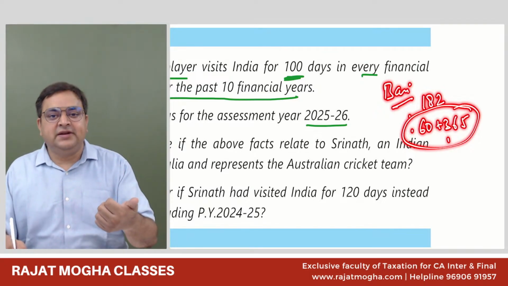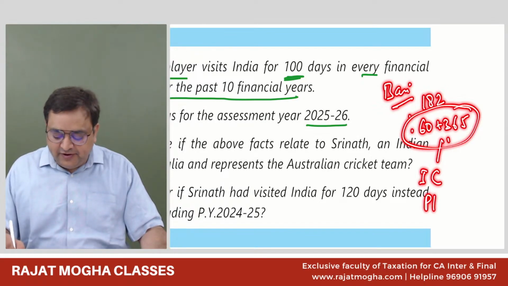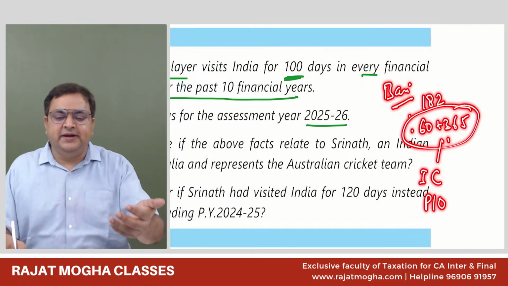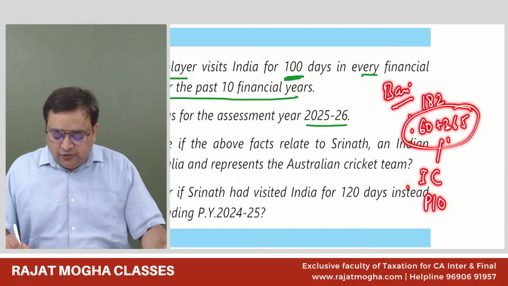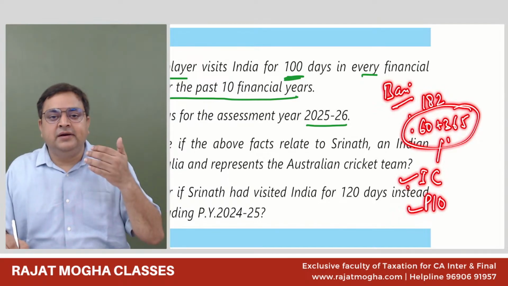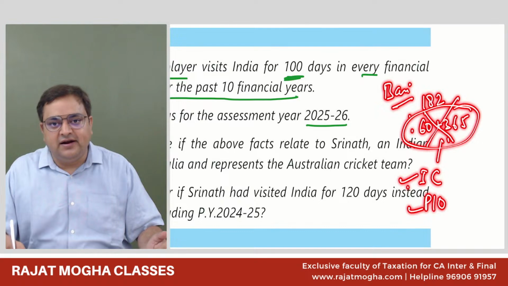One of the exceptions is that if you are an Indian citizen or person of Indian origin, whose parents or grandparents, any one of them, were born in undivided India, and you are coming to visit India, then in that case we don't see the second condition. We only see 182 days in the previous year.